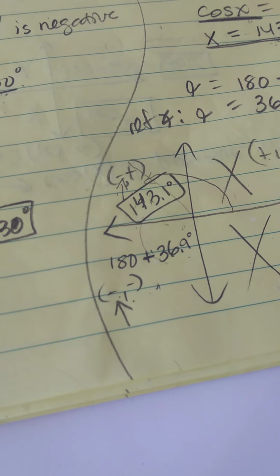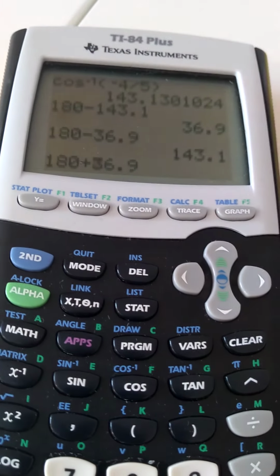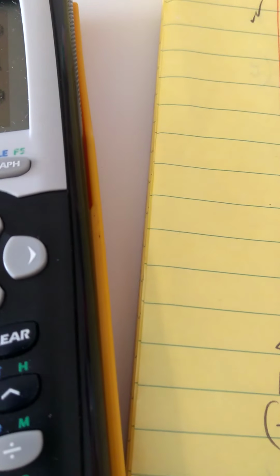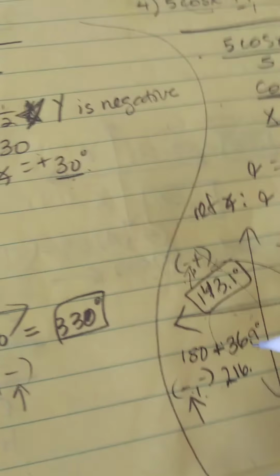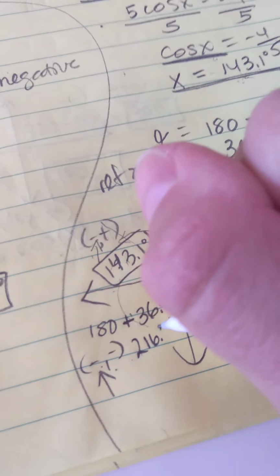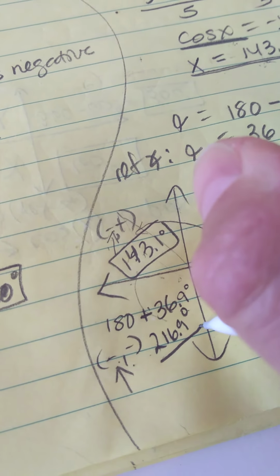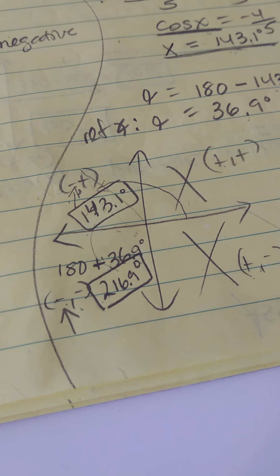180 minus the 36.9, excuse me, I said exceed. Hello. Exceed means to add, everyone, yes? So it's 180 plus 36.9. So it's 216.9 degrees. Okay. And those are the two answers.